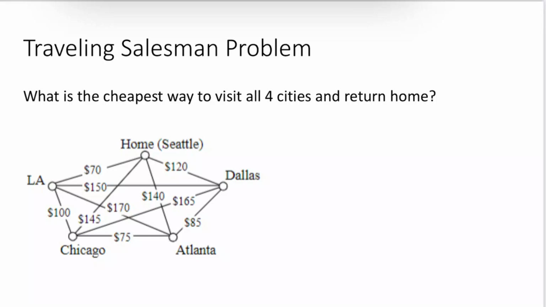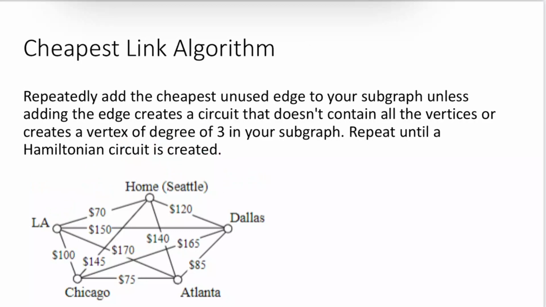And remember, a Hamiltonian circuit is one where every single vertex is visited exactly once, and you end up back where you started, because circuits always begin and end at the same point. So the way that the cheapest link algorithm works is you repeatedly add the cheapest unused edge unless adding the edge creates a circuit that doesn't contain all the vertices, or it makes any vertex have a degree of 3.